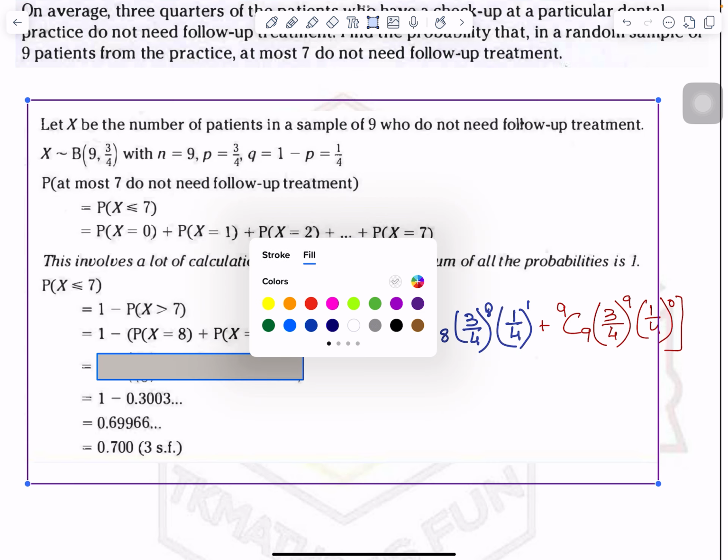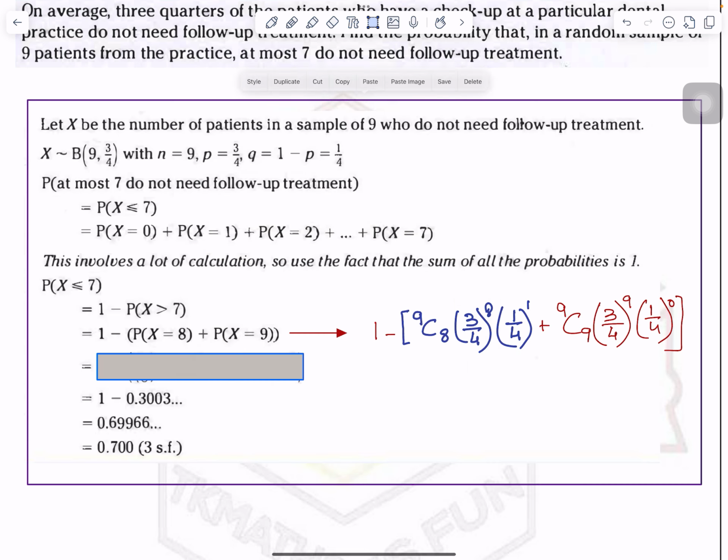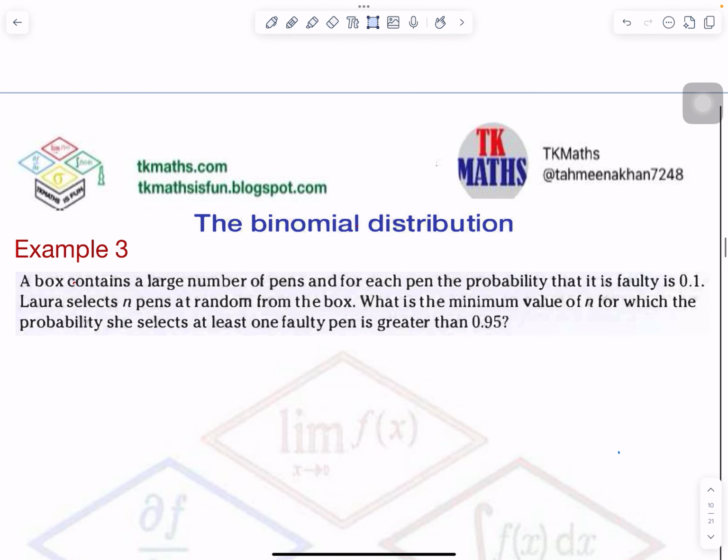Okay, so now I am going to the last important question. A box contains a large number of pens, not telling you how many. For each pen, the probability that it is faulty is 0.1. So for the faulty pen, the probability is 0.1.